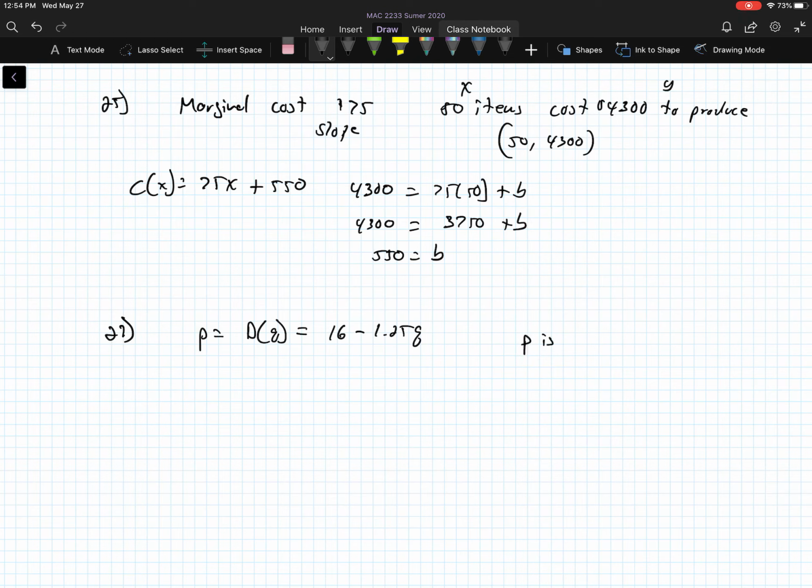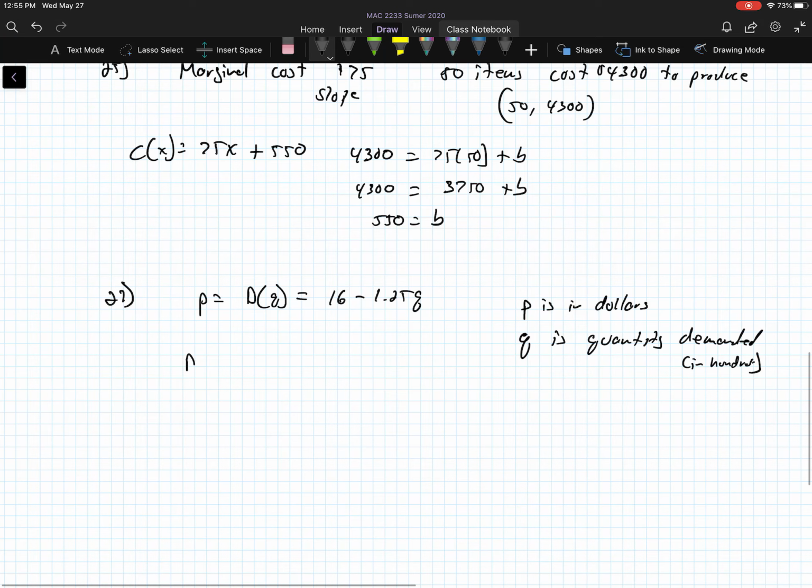And then it says P is in dollars. And then it also says that Q is the quantity demanded, and that's in hundreds. Okay, so that's really important. And so we're going to go ahead and find the price in dollars and the quantity demanded in hundreds for the price level at each demand, right? So what we're looking for is what's happening when the demand is those particular values.